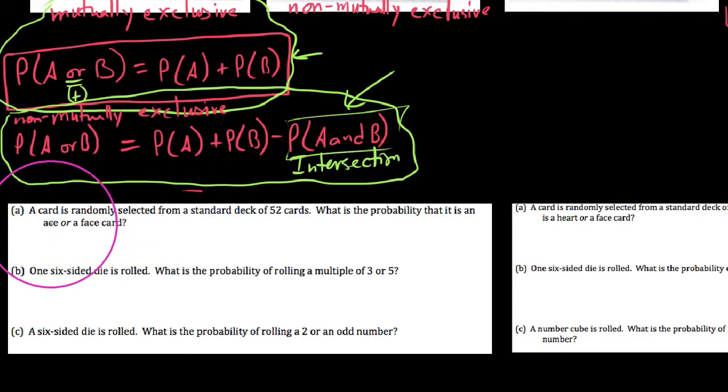So take a look at these ones on the left here. We say a card is randomly selected from a standard deck of 52 cards. What's the probability that I get an ace or a face card? So we're going to start by writing the probability here. We say ace or face.